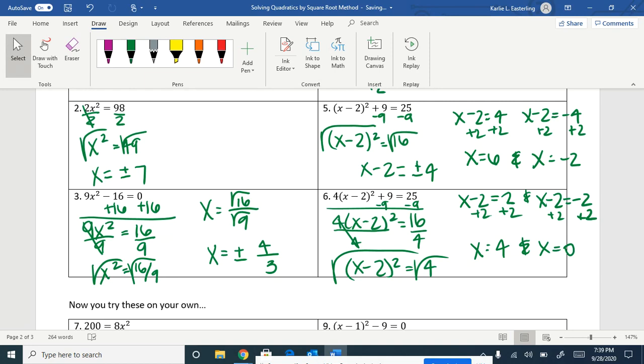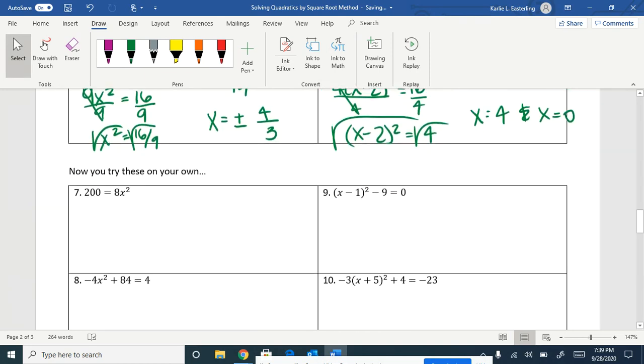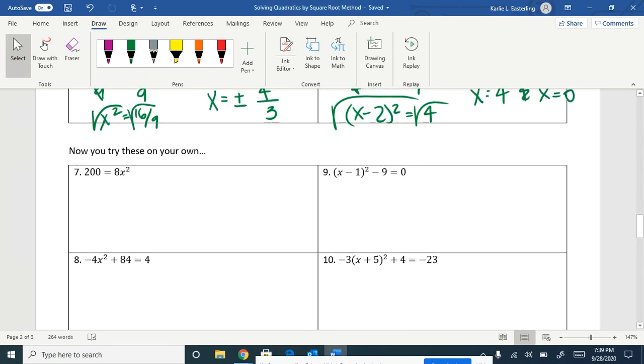All right. So now you're going to try some of these on your own. I will help you get started on a few of them, but not all of them. This number 7, you know how to do it. So go ahead and get started, input your answer, and then when you come back, I will go over the answer.